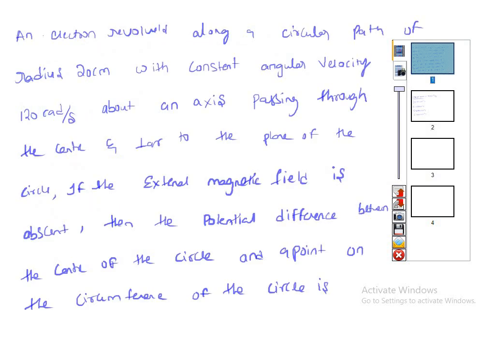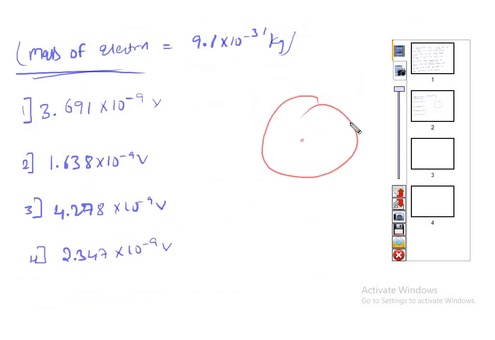So let's check this. An electron revolves along a circular path of 20 centimeter radius with an angular velocity of 120 radians per second, passing through the center and perpendicular to the plane of the circle. External magnetic field is absent. So I just want to find the potential difference from the center to the circumference, V1 to V2. So I hope it is clear.